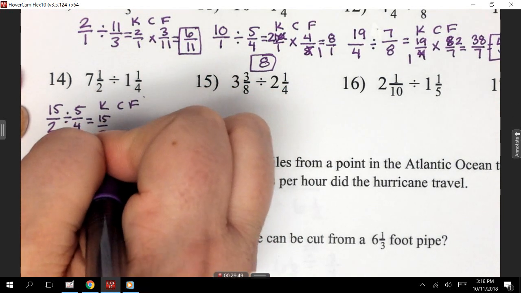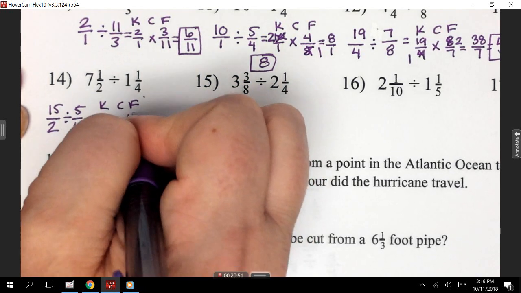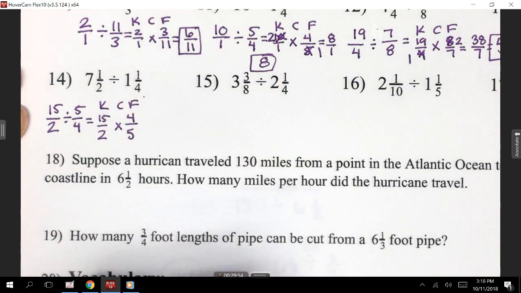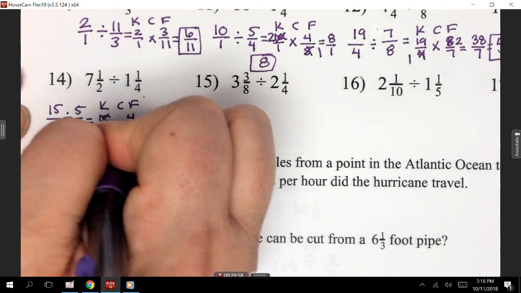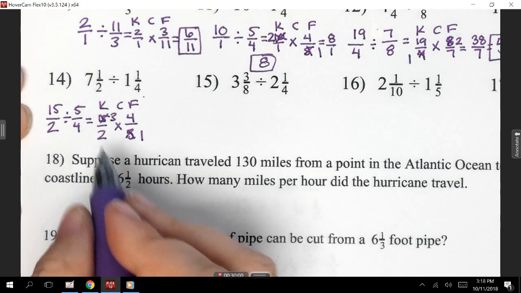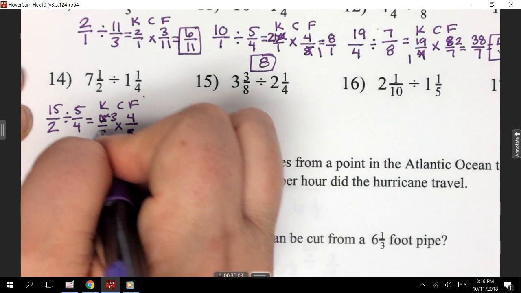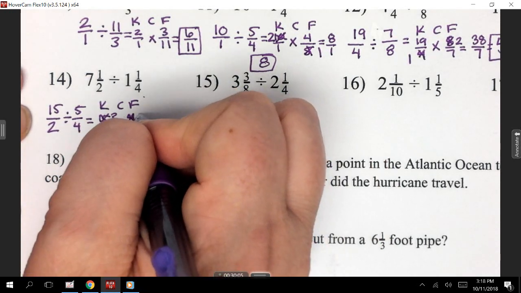Keep 15 over 2, change it to multiplication, and flip my second one. All right, 5 divided by 5 is 1. 15 divided by 5 is 3. I see, 2 divided by 2 is 1. And 4 divided by 2 is 2.